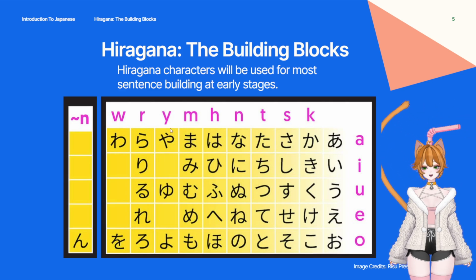Now to our Y's. There's only 3 here, so very simple. Ya, you, and yo. And we will see these more once we get to contracted sounds. We will have small versions of these.